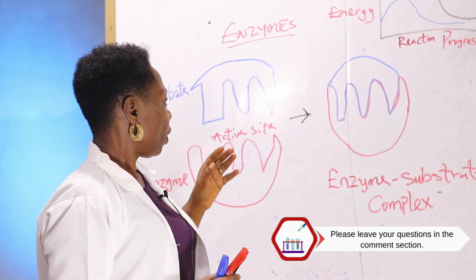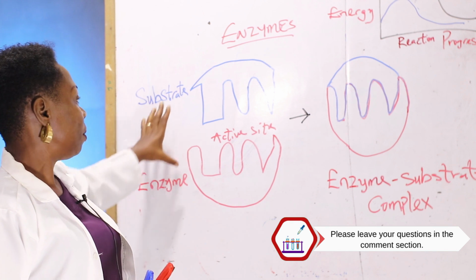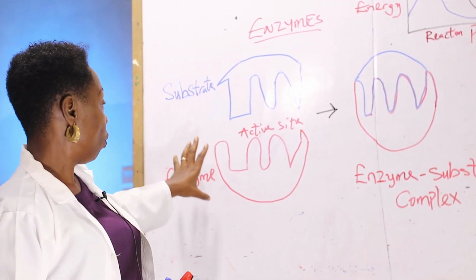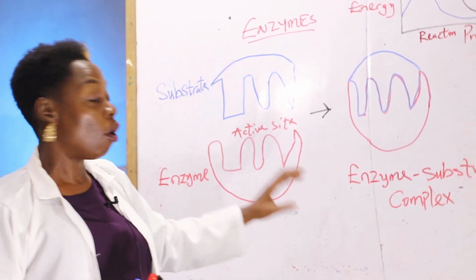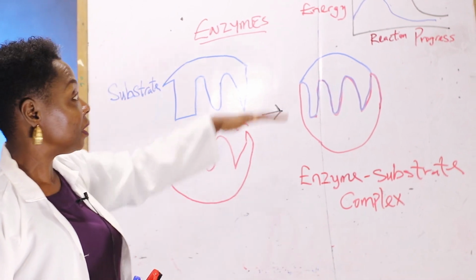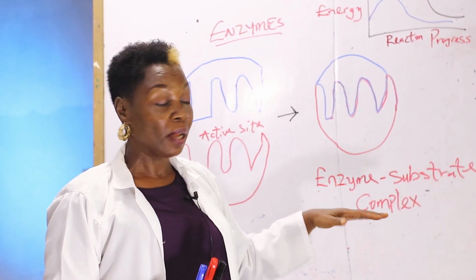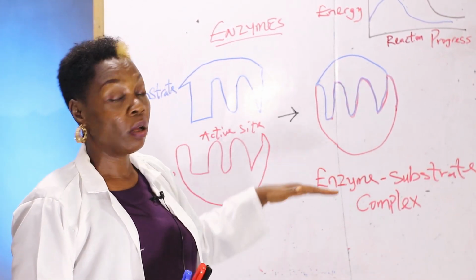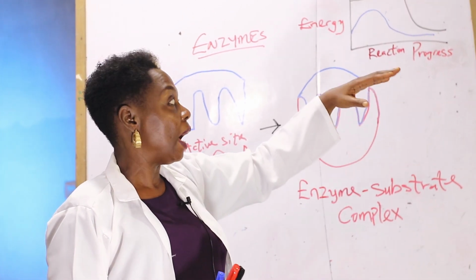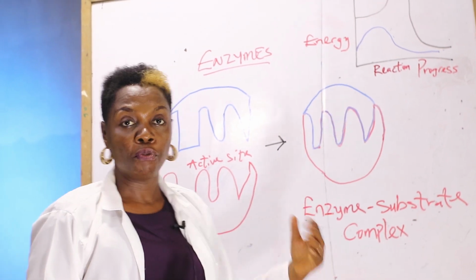So now, what happens? Enzymes bind to the active site of the substrate, and they form an enzyme substrate complex. When this happens, the activation energy is lowered, and this makes the substrate more stable, and then the reaction progresses faster and products are being formed.